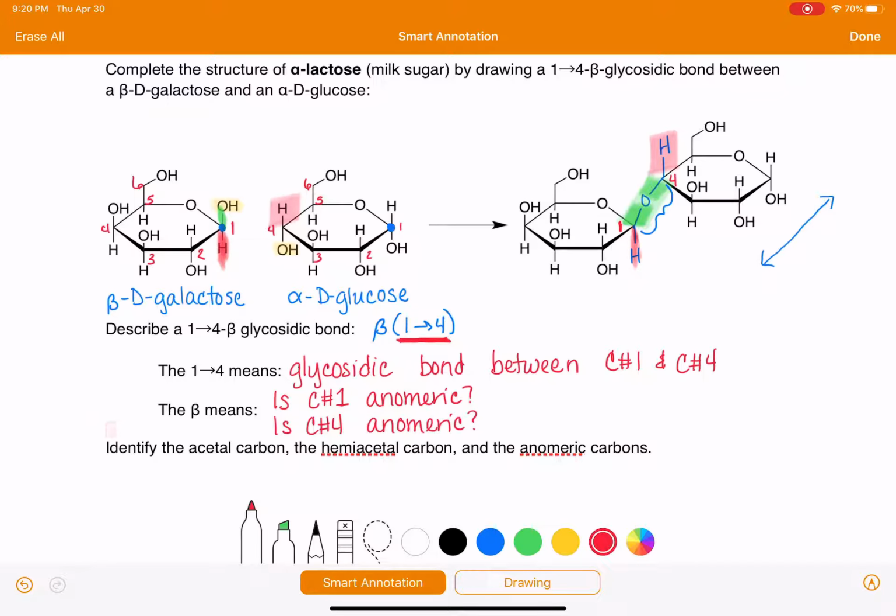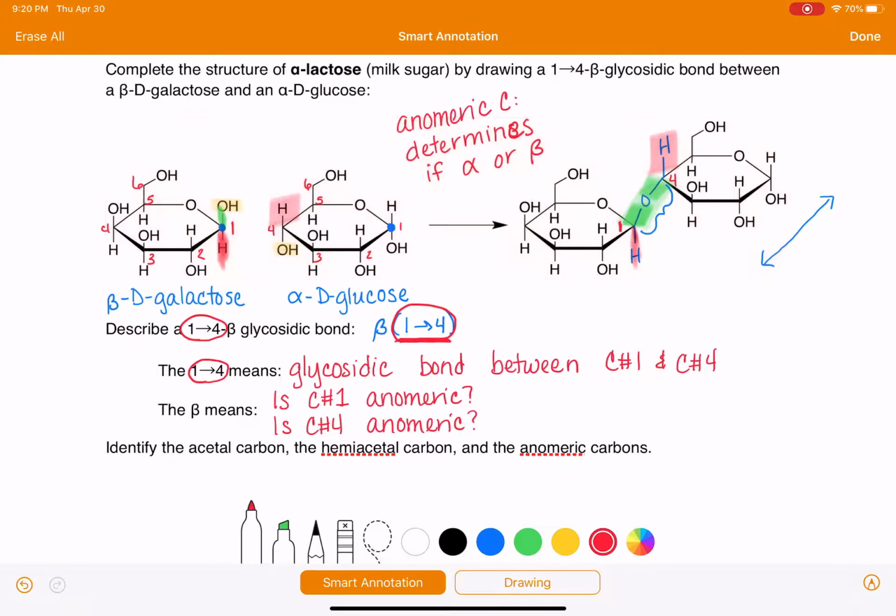And again, this is referring specifically to this 1 and this 4, the numbers that are describing the bond. So is carbon number 1 anomeric? Is carbon number 4 anomeric? Maybe you forgot what anomeric meant. It's possible. The anomeric carbon is the one in the monosaccharide that determines if the structure is alpha or beta.